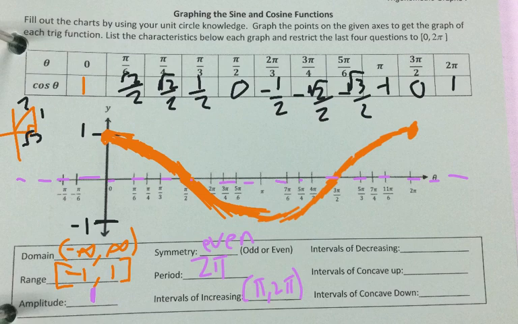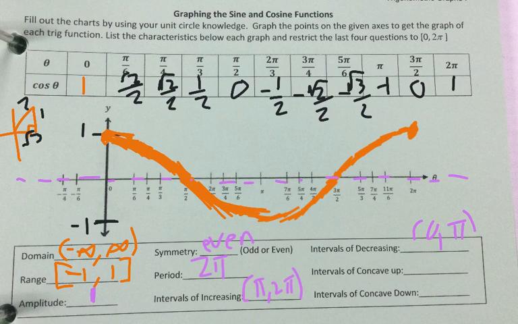Also, remember, for increasing and decreasing, we never include the endpoints. Because at pi, that's where it switches. It can't be decreasing and increasing. Similarly, we just talked about where it's decreasing. Hopefully I don't have to spend too much time there. Decreasing from 0 to pi.